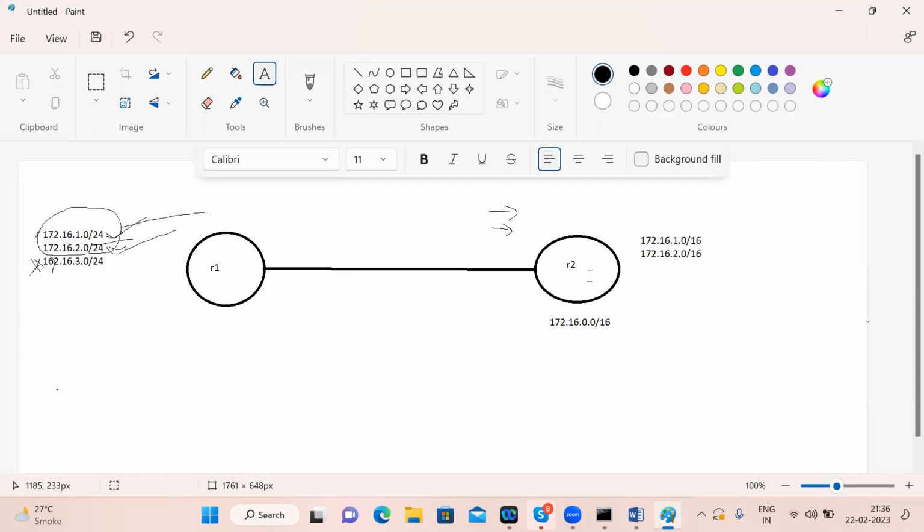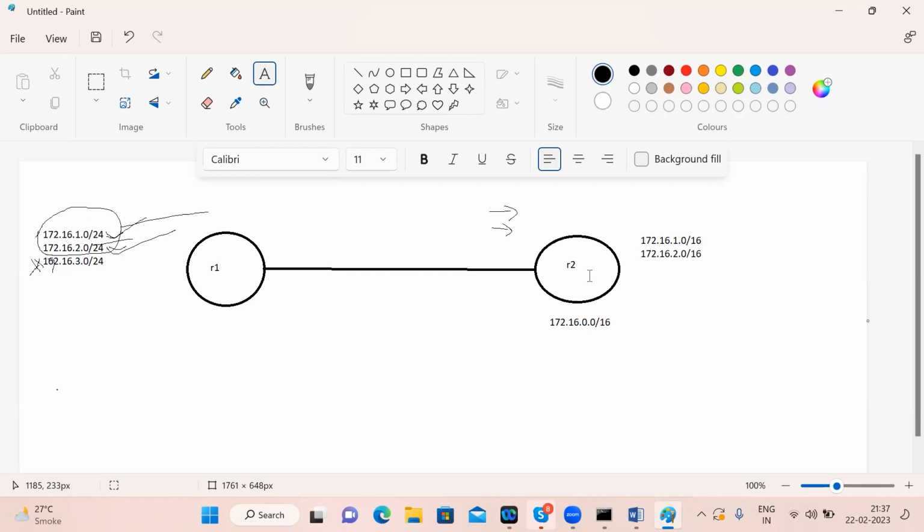What we decided to hide from my neighbor router, which is 172.16.3.0. Now, is it open or not? Yeah, it's open, sir. That means router 2 will be able to communicate with the subnetwork 172.16.3.0, which we decided to hide from others. Is it?